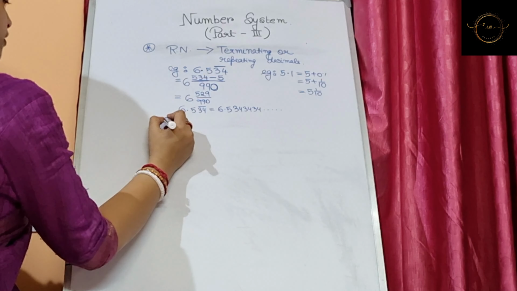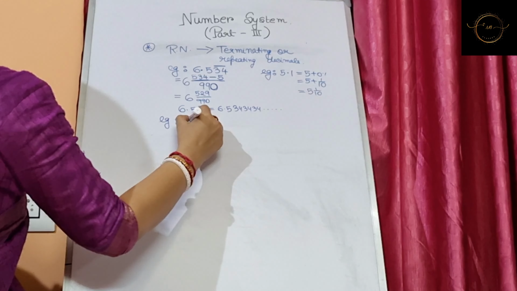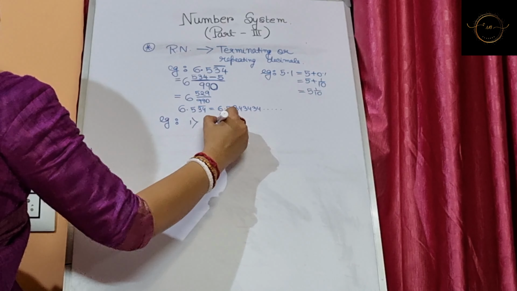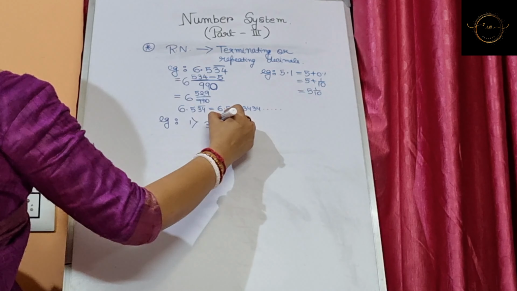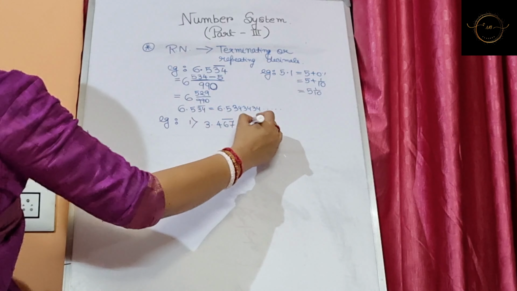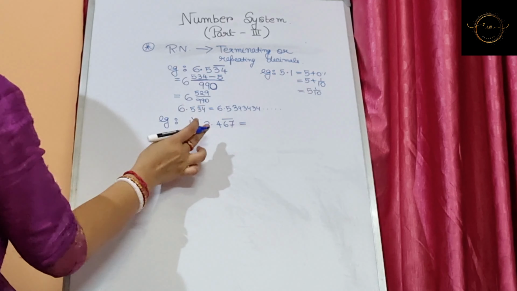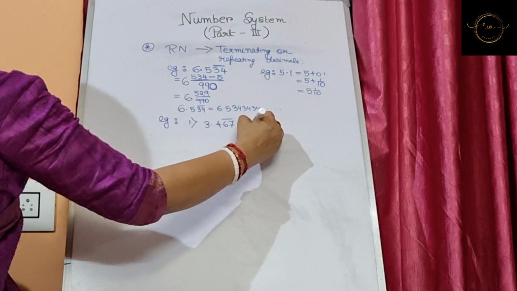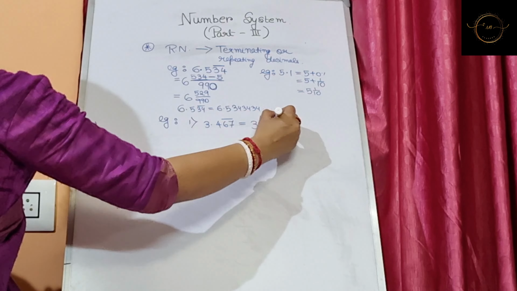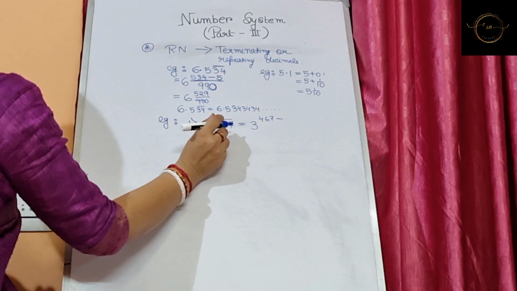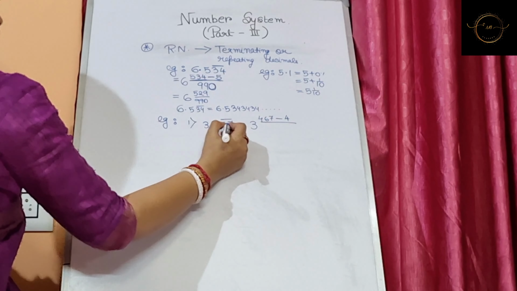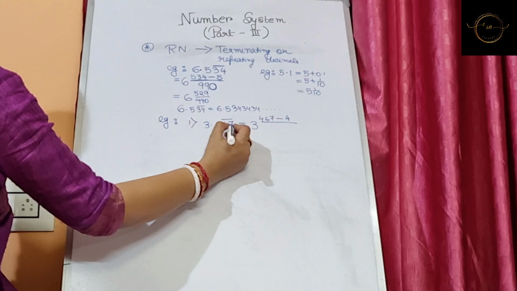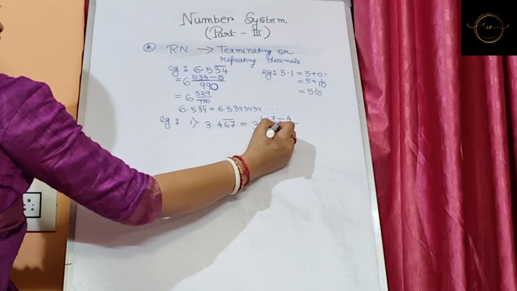Let's come to some other examples. 3.467, and the bar is on 67. So how to write it in this form? Now easily you can use the trick to write. It will be 3 whole 467 minus the number which is not getting repeated, 4, divided by how many numbers are getting repeated? 2 numbers. Replace the 2 numbers by 9.